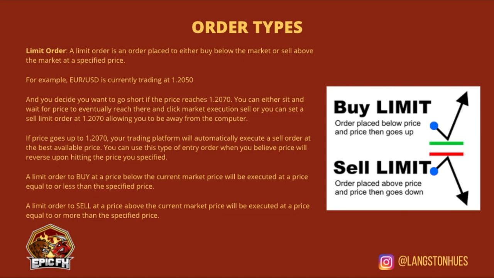A limit order to buy at a price below the current market price will be executed at a price equal to or less than the specified price. A limit order to sell at a price above the current market price will be executed at a price equal to or more than the specified price.